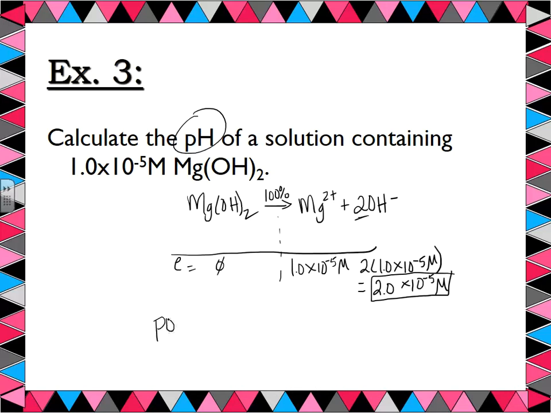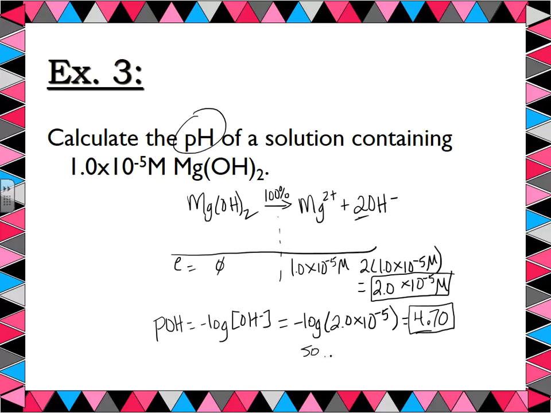Now we can find the POH by taking the negative log of the hydroxide ion concentration, which is the negative log of 2.0 times 10 to the negative 5. 2 sig figs here means I need 2 decimal places in my POH. So for my POH, I get 4.70. That means the pH is equal to 14 minus 4.70. I need 2 decimal places here, so we get a pH of 9.30.